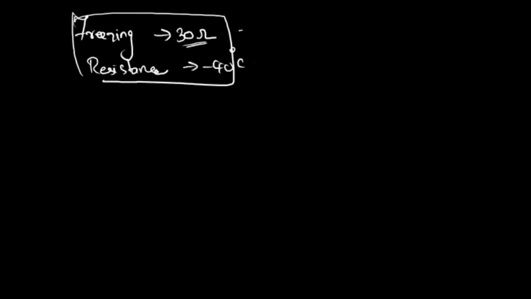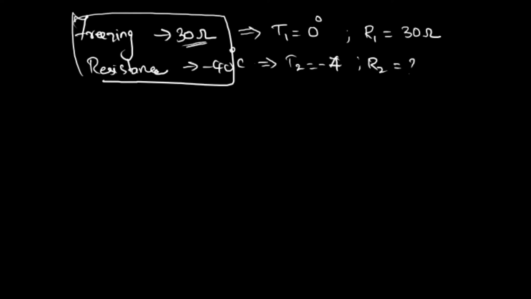Now let's solve one more numerical based on this relation. If the resistance of the copper wire at freezing point is 30 ohm, what is its resistance at minus 40 degrees Celsius? So this is our given data. At freezing point, the temperature T1 will be equal to 0 degrees. The resistance R1 given in the question is 30 ohm. We are supposed to calculate the resistance R2 at a temperature T2 equal to minus 40 degrees Celsius.